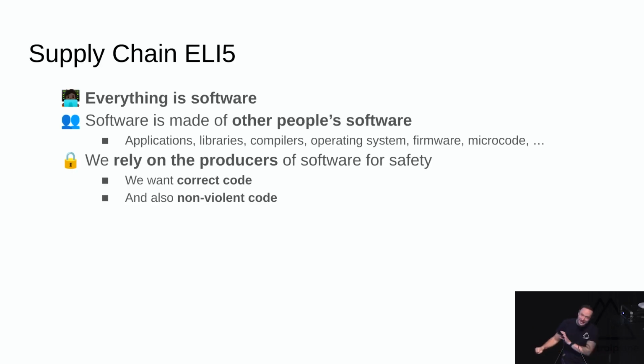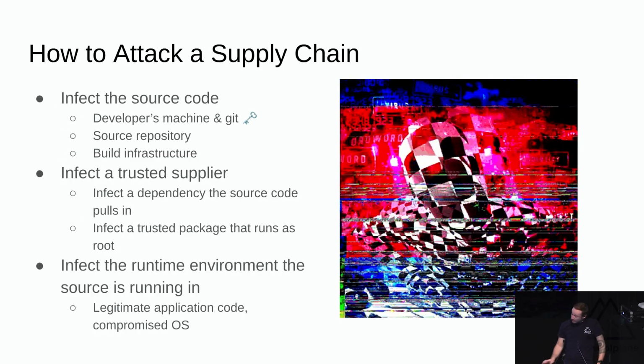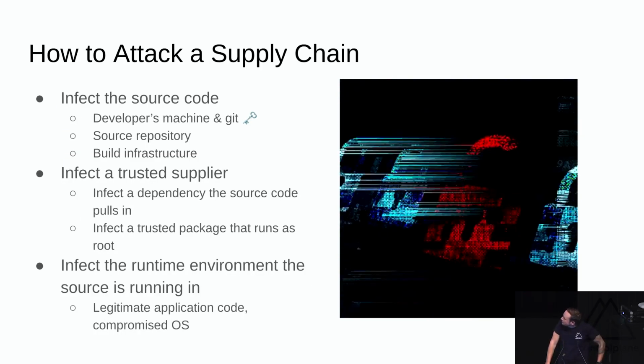So supply chains, everything is software. Let's do a supply chain attack. We want correct and non-violent code. We don't get that if Bob is able to get between Alice and Charlie and drop malware into the build. This is very much reflections on Trusting Trust, 1984, or 82 presumably, problem.